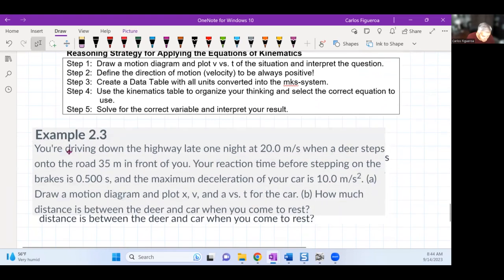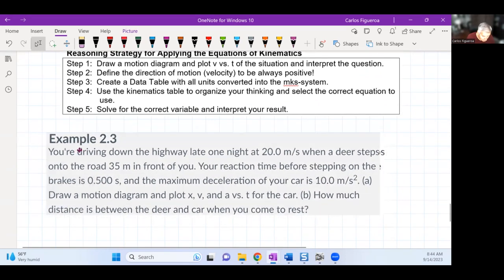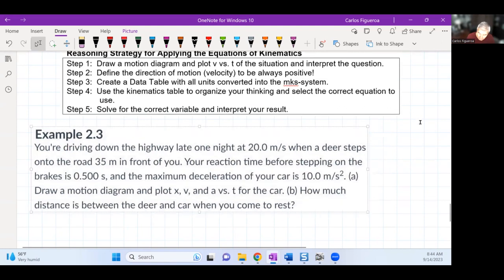We're going to look at example 2.3. I'm going to use this process to visualize how to solve this problem. It says you are driving down the highway late one night at 20 meters a second when a deer steps onto the road 35 meters in front of you. Your reaction time before stepping on the brakes is half a second, and the maximum deceleration of your car is 10 meters per second squared.